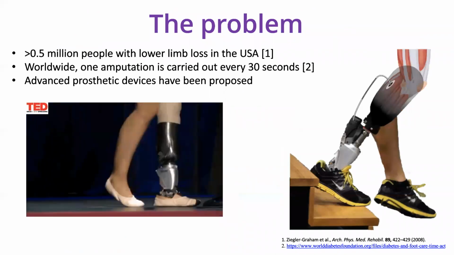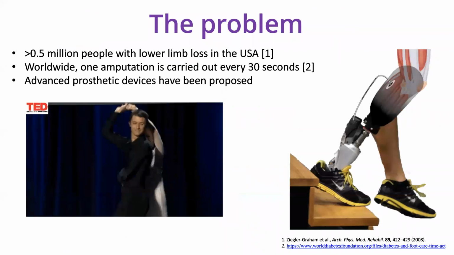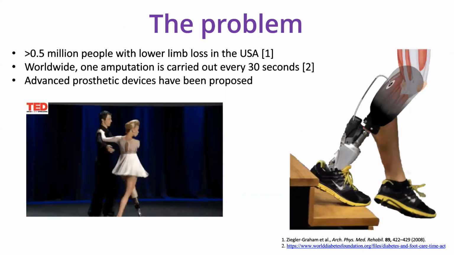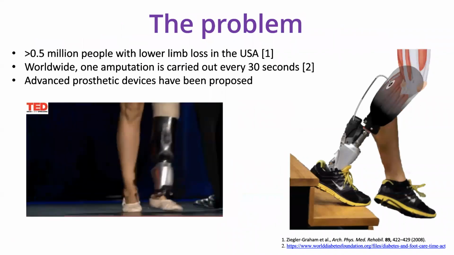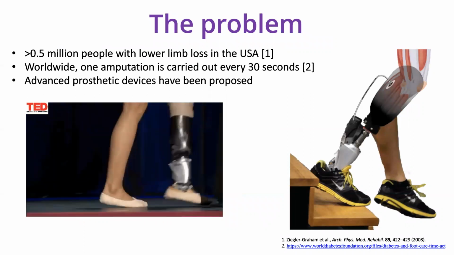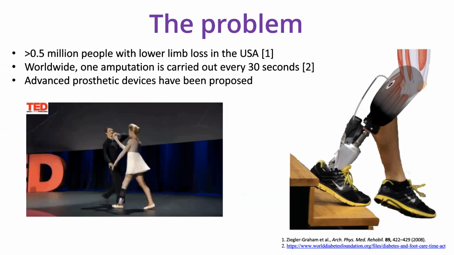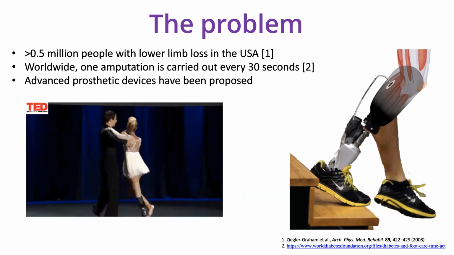All right, so let me describe the problem. I'm going to talk about biomechanical interfaces. And so one problem is that many people suffer from limb loss. In the USA, for instance, more than 500,000 people, but worldwide it's a big problem. One amputation is carried out every 30 seconds globally.